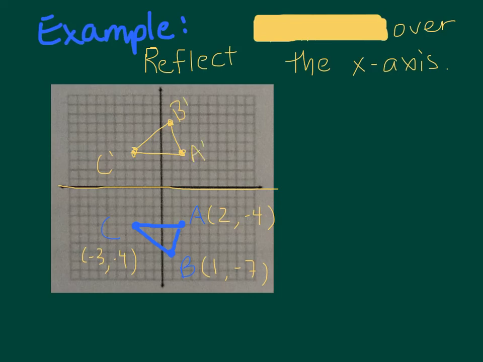So let's look at our new coordinates. A is still at 2, but now instead of -4, it's at +4. B is still at 1, but at +7 instead of -7. And C is still at -3, but now at +4 instead of -4.